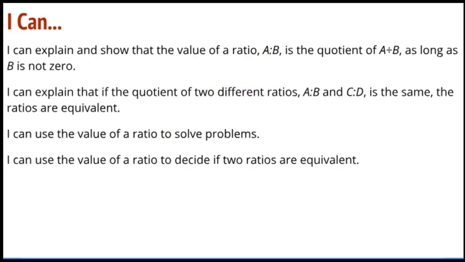All right, I can statements. I can explain and show that the value of a ratio A to B is the quotient of A divided by B, as long as B isn't 0. Because remember, we can't divide by 0. I can explain that if the quotient of two different ratios, A to B and C to D, is the same, the ratios are equivalent. Hopefully you can also use tape diagrams on simple ratios to prove this. I can use the value of a ratio to solve problems. We were doing that. We were asking if ratios were equivalent. And I can use the value of a ratio to decide if two ratios are equivalent.